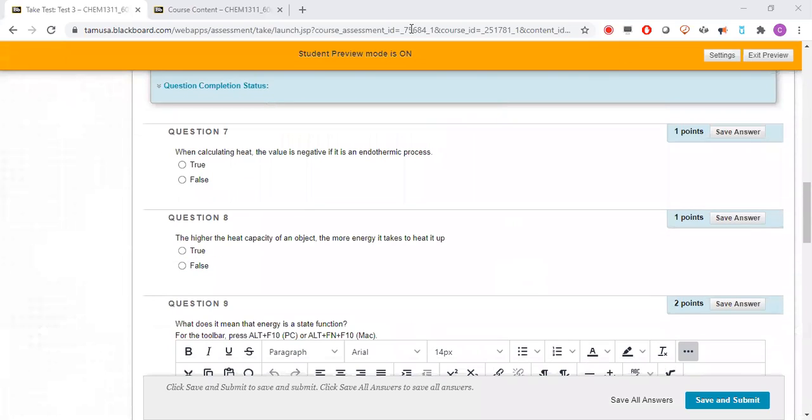8. The higher the heat capacity of an object, the more energy it takes to heat it up. True. That's what heat capacity means, or one of the things it means.